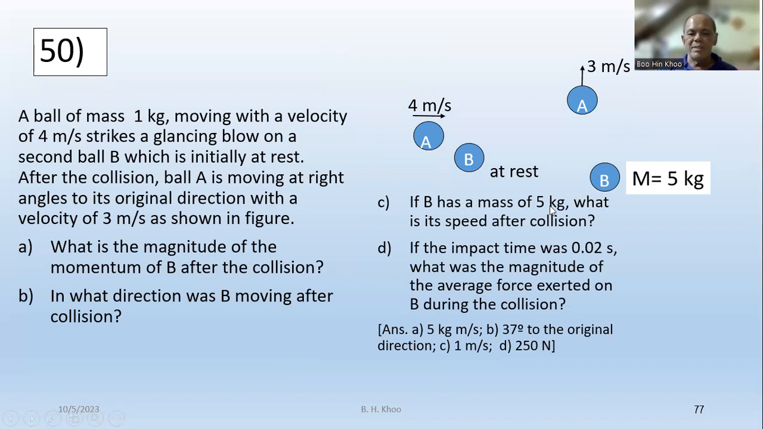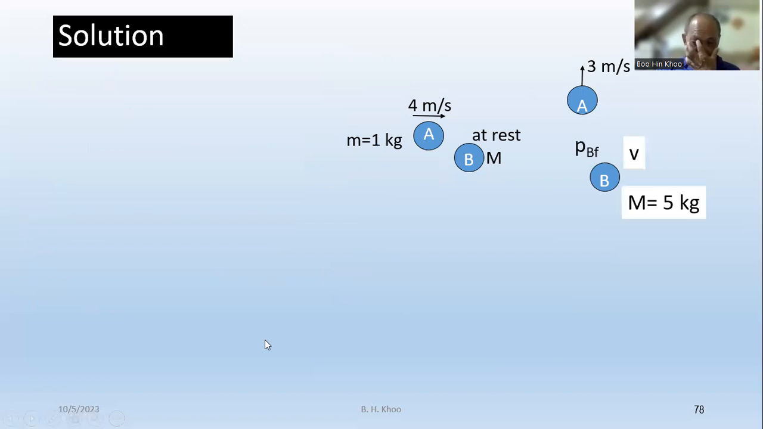Now we are given the mass of B is 5 kilograms. What is the speed after collision? The speed of this one after collision. If the impact time is 0.02 seconds, what is the magnitude of the average force acting on B during collision? So we are interested in the force on B. To find the force, we look at this is initial, this is the final. Okay, let's just redraw what we have been given. We want to find the final momentum of B, its direction and the velocity.